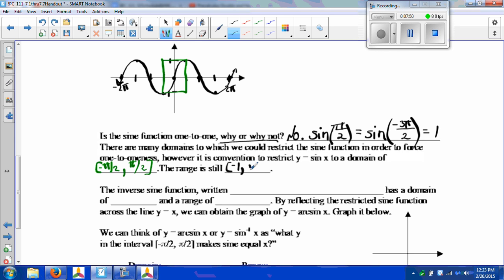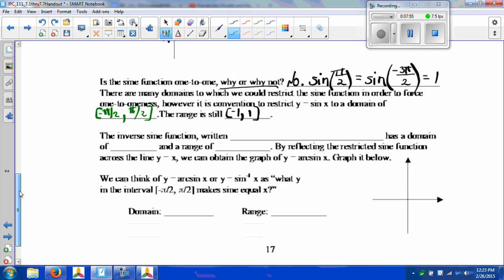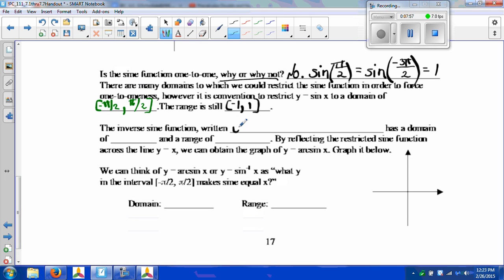And then the range is still the full range, from negative 1 to 1. The inverse sine function is written y equals, and on your calculator it looks like this. That does not mean flip it. It has a different input than the sine function, and a different output, which means you can't just flip it. And then there's another way to write it so that we're not confused and think that that's an exponent, which it is not. Then we write it like this.